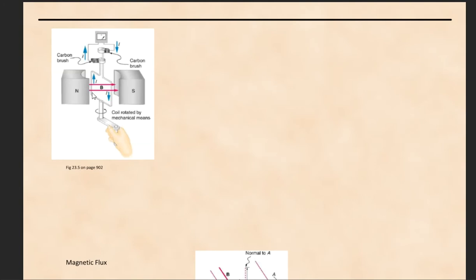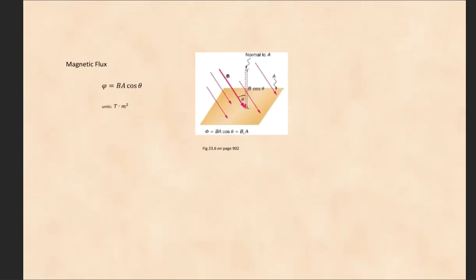Again, we note that as this rotates, the galvanometer swings first one way and then the other way, which indicates that current is flowing first one direction and then the opposite direction. In the next chapter, we're going to quantify this property. We're going to introduce Faraday's law and Lenz's law. But before we do that, we need to define a term. And that term is magnetic flux.